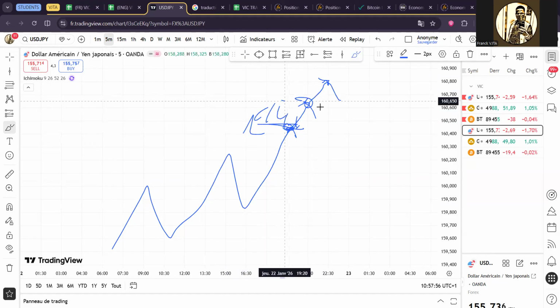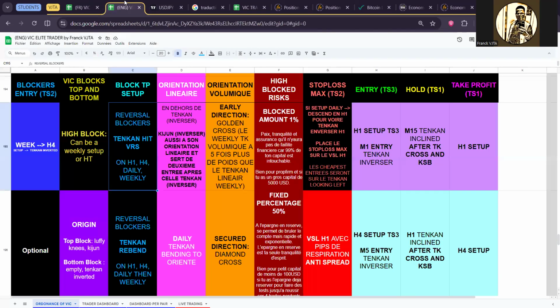Will it be the first point? Will it be the second point, or will it be the third point? You need to know it with certainty, 100%. And there are two ways to look at it. The Tenkan hitting the resistance to the left.